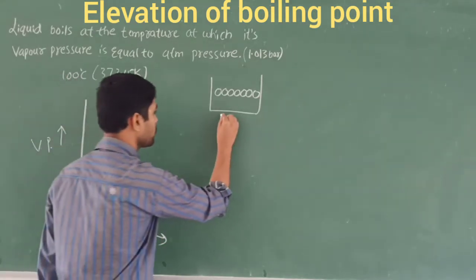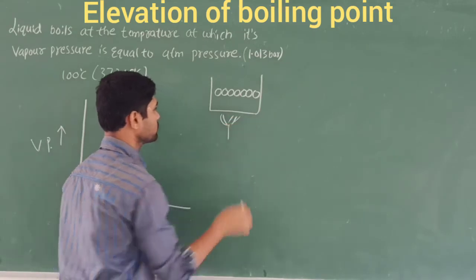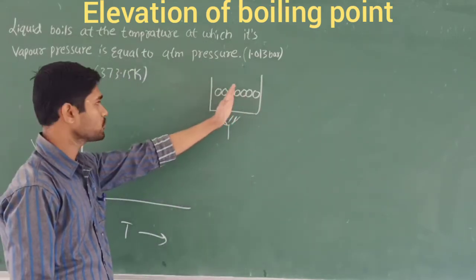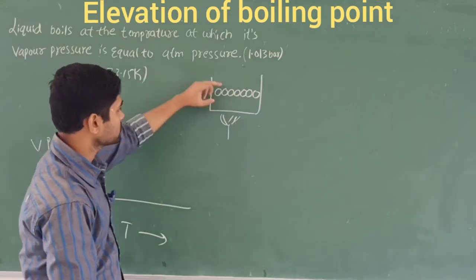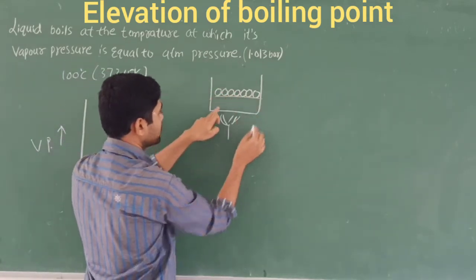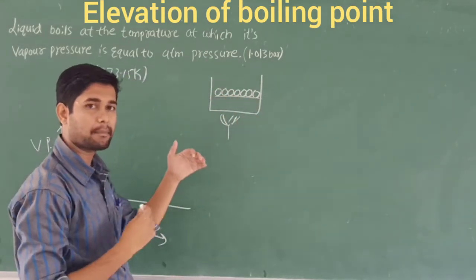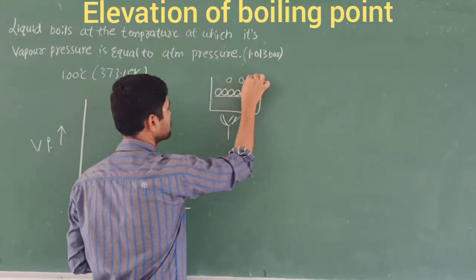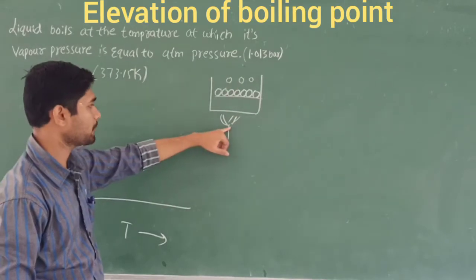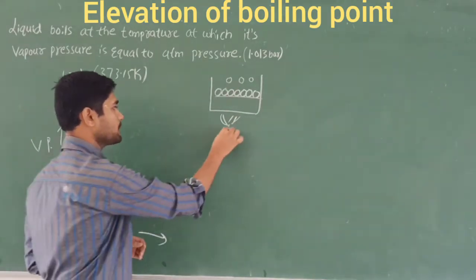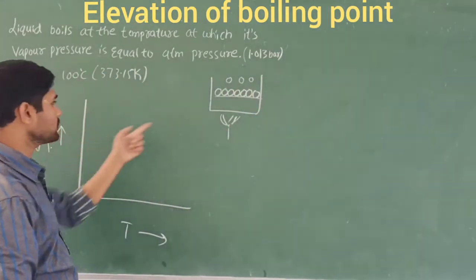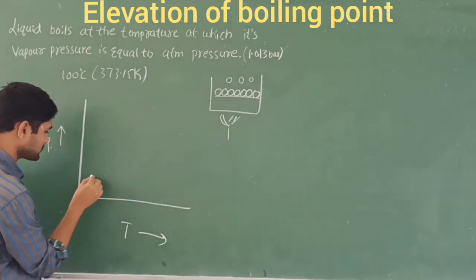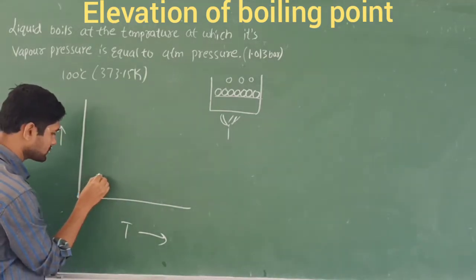What happens when I start boiling this pure solvent, the pure liquid? This is the surface of the liquid. When I start heating and apply some energy, these molecules evaporate. Because when I apply heat the temperature goes on increasing, the vapor pressure also goes on increasing. First it will be like this, like this.